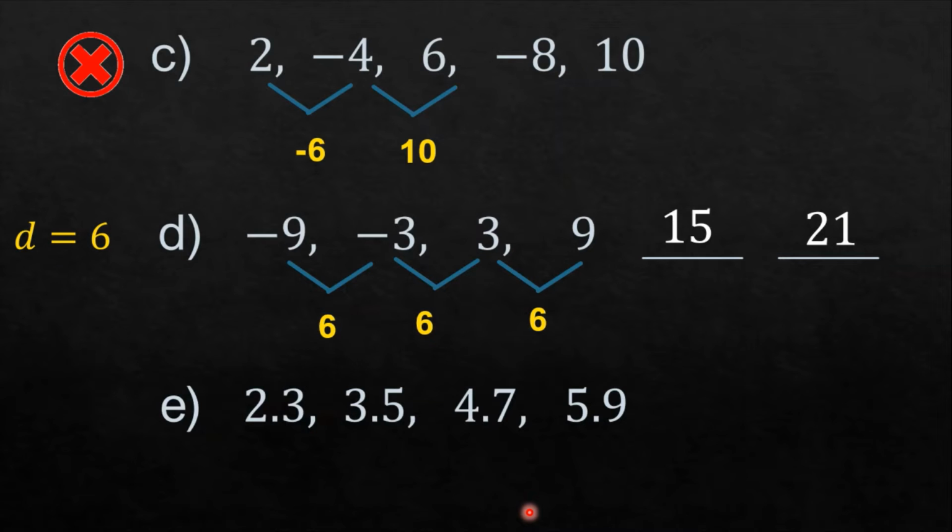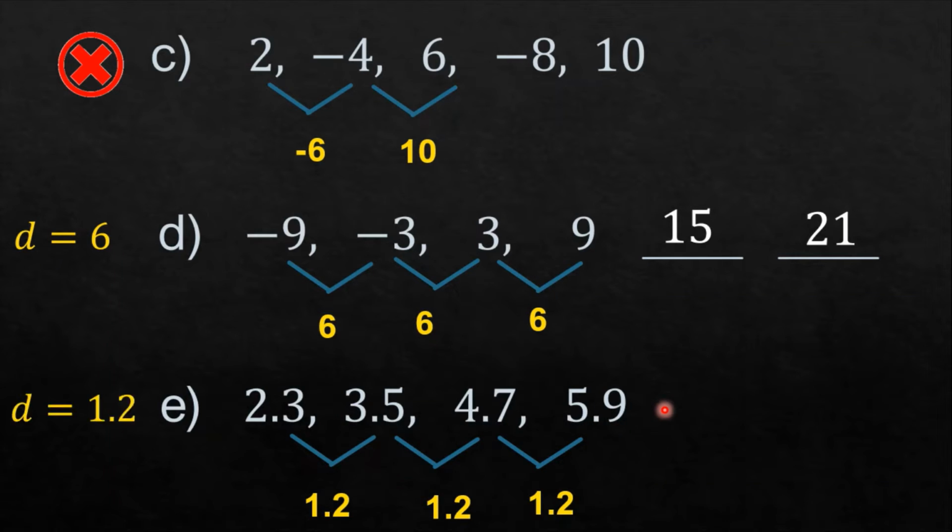Next, try tayo ng decimal. 2.3, 3.5, 4.7, 5.9. Tingnan natin ang differences. 3.5 minus 2.3, 1.2. Same goes with the next two terms. So, this is an example of an arithmetic sequence wherein the common difference is 1.2. To get the next two terms, 5.9 plus 1.2 is equal to 7.1. 7.1 plus 1.2 is equal to 8.3.